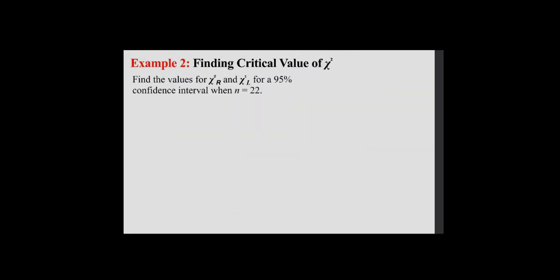All right. So in this example, we want to come up with the chi-squared of the right and left in the case of a 95% confidence interval. And the reason it changes is because when n changes, the chi-square changes. Okay, so n is 22. That means the degrees of freedom is 21. Okay, so you need the table. And so let's write the given information.